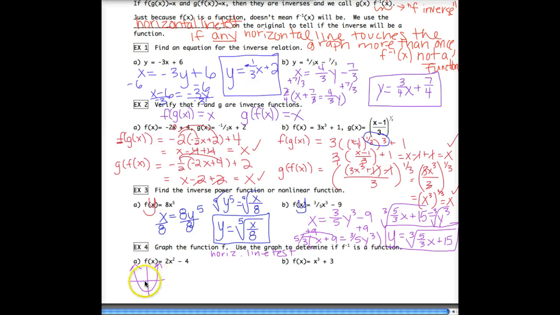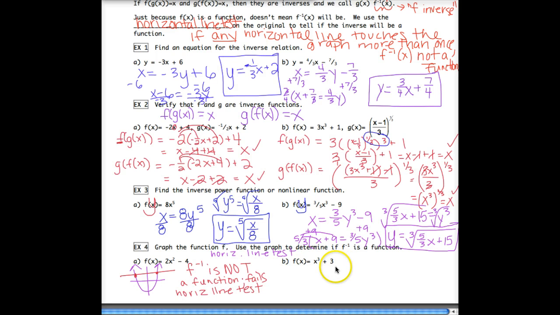So then, horizontal line test. If I draw a horizontal line, does it touch more than once? Yes, it touches here and here. So that means f inverse is not a function. The reason is because the original fails the horizontal line test.